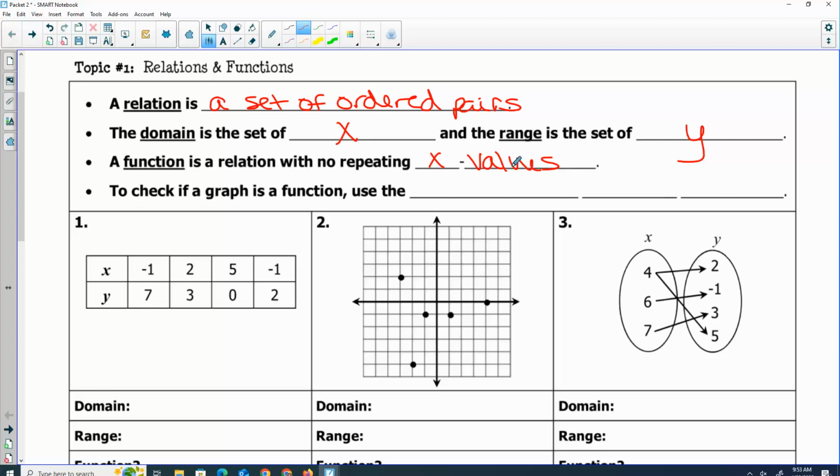So if we are checking if something is a function, we can look to see if x repeats. Remember when we were talking about the graph, we checked to see if it passed the vertical line test. If you could draw a vertical line that ever hit it more than once, that meant x repeated, so it wasn't a function. If anywhere you drew it, it only touched the graph once, that would be a function. So relations can be represented lots of different ways. I might just give you the ordered pairs, I might give you a table of values, I might give you a graph, any of those things.